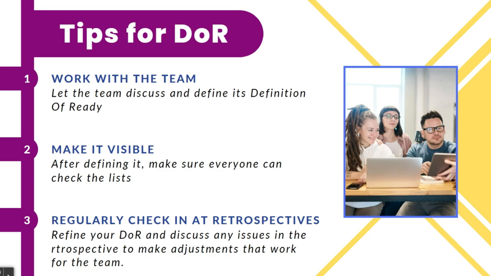Make it visible. So there's a place they can go and find the list of things that makes a story ready. And a good place to have this is Confluence if you're using Jira Suite. It could also just be in a Word document on a SharePoint somewhere or wherever the team can go access it. Make it visible, okay?